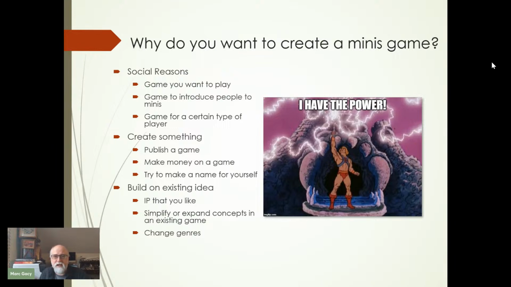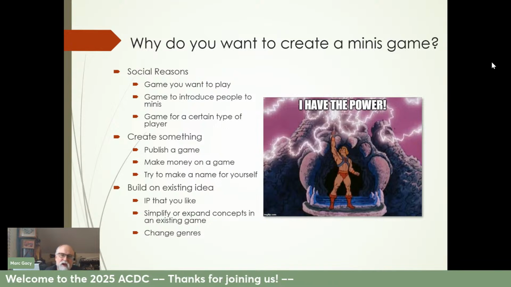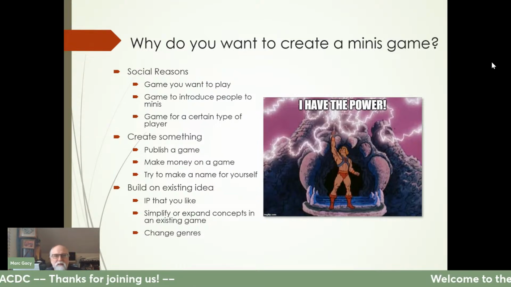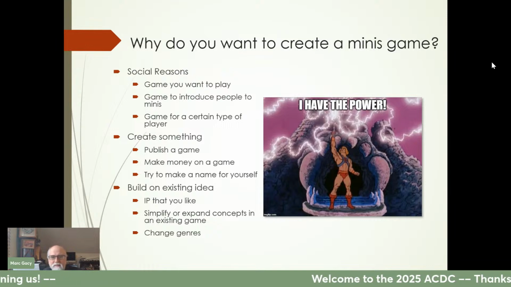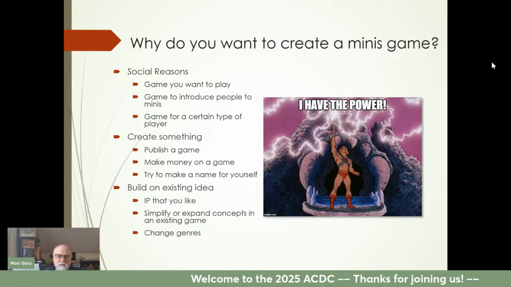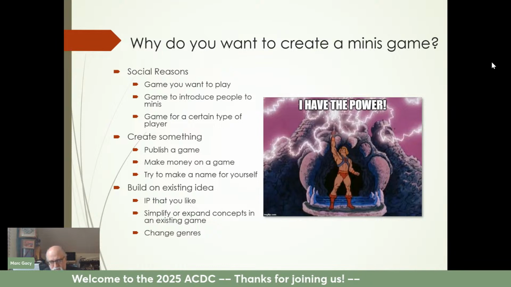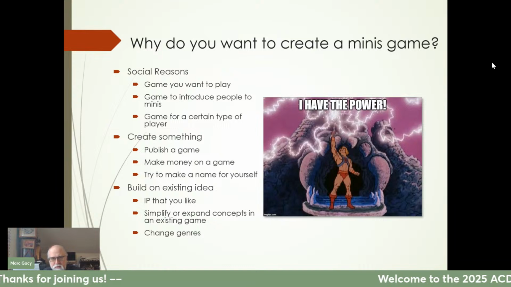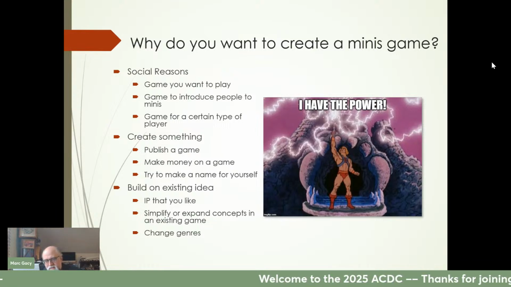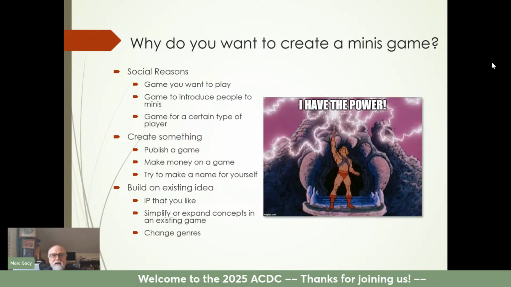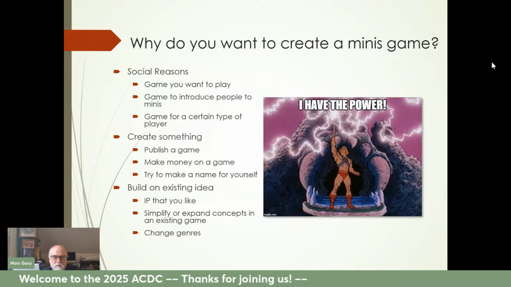Sometimes you want to build on an existing idea. There's an IP that you like, maybe Masters of the Universe, and you think, I want to create my own miniatures game in the Masters of the Universe world. Obviously you can't sell that; you just do it for yourself. You want to simplify or expand concepts in an existing game. A little bit later, I'm going to talk about Space Weirdos and Sword Weirdos. These two games are somewhat simple, and you can easily expand them, or you could simplify them in certain ways, because everybody has their sweet spot for the crunch in a game.